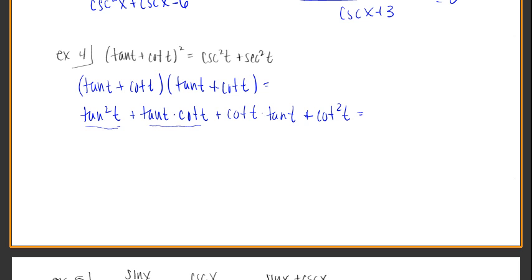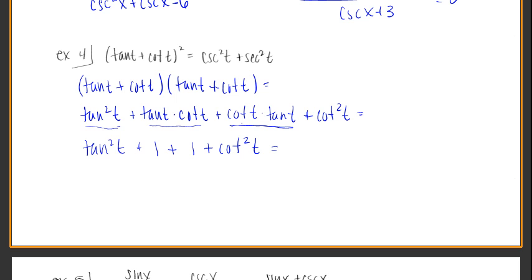Okay, well here's the thing. We have our tangent squared t right here. What's tangent times cotangent? Well, they're reciprocals because tangent is sine over cosine, cotangent's cosine over sine, so we just get 1 right there. Same thing right here on this term. Cosine over sine times sine over cosine, you get 1 again. And then we have our cotangent squared t.